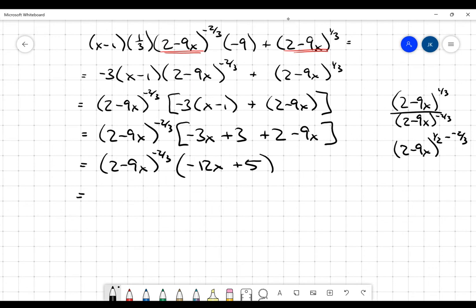So what I'm going to do here is I'm going to take the negative out of that 12x minus 5. So there'll be negative, and then over here this will be -12x plus 5 to make it 12x minus 5. That's what I meant to say there.